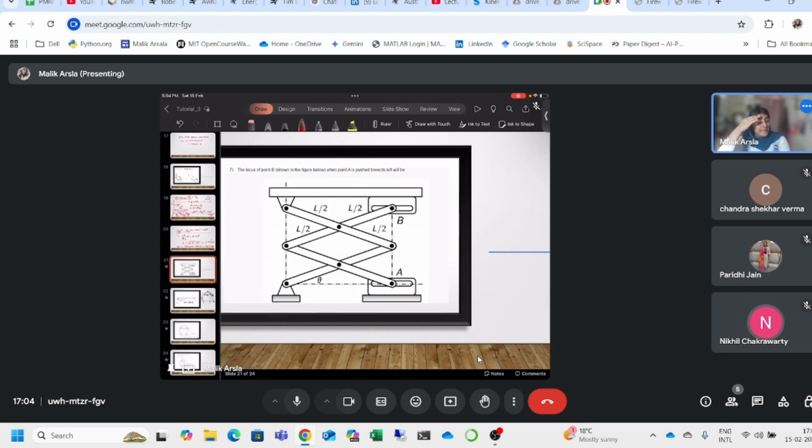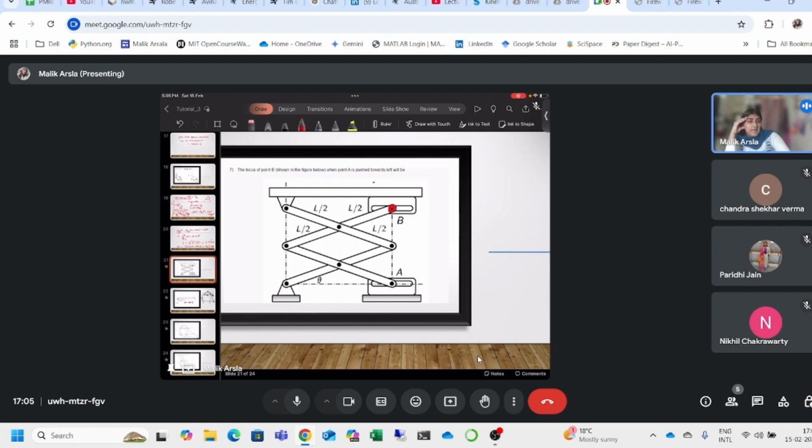So the question is: the locus of point B shown in the figure below, where point A is pushed towards left, will be. So basically this is asking the locus of this point. Locus basically means what? Nothing but the trajectory, or how the x and y coordinates of this point are changing, or what relation they have. That is the locus of this point.